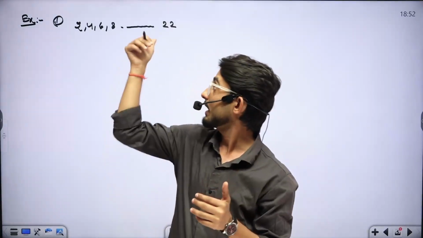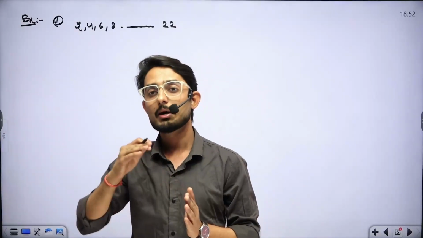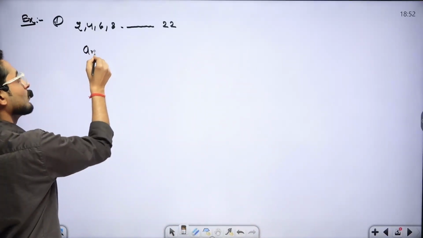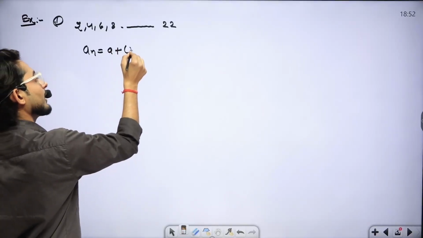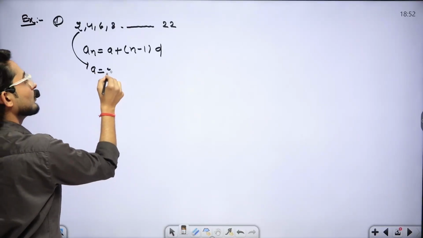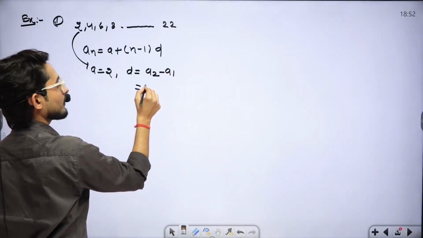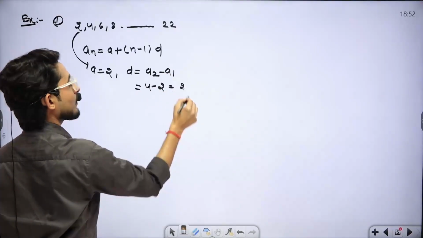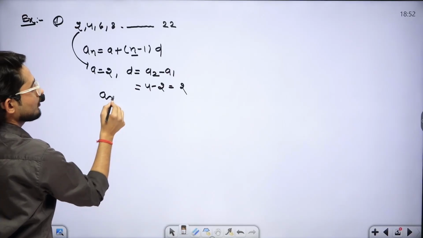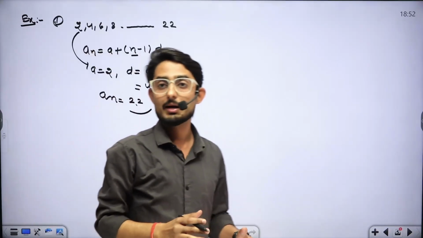So how can you find the value of n? As we know, to find any term of any AP, you always use the formula an equals a plus n minus 1 into d. Here you have a equal to 2 and d equal to a2 minus a1. So a2 equals 4 and a1 equals 2, so 4 minus 2 equals 2. Now you have to find the value of n. You have an, the last term of the AP, equal to 22.